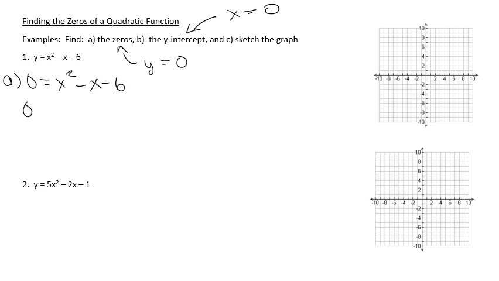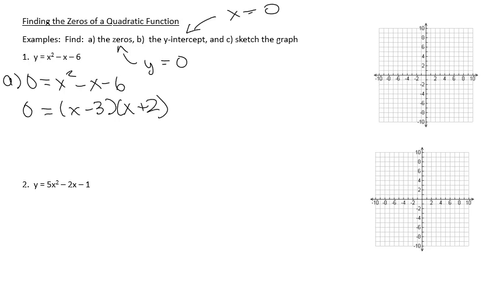And I can see pretty quickly that I think this will factor nicely. So you know now why we did the factoring review. I'm multiplying to make -6 and adding to make -1. And that means my factors are x minus 3 and x plus 2. Since I have those two factors multiplied equal to 0, I can use the zero product property. They're set equal to 0.